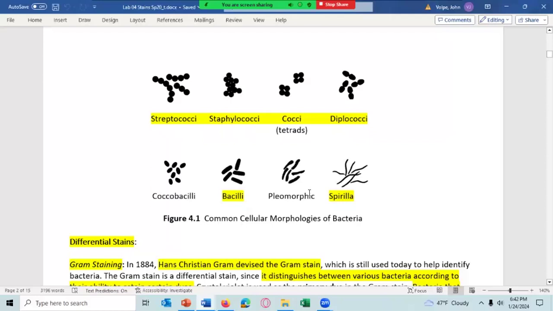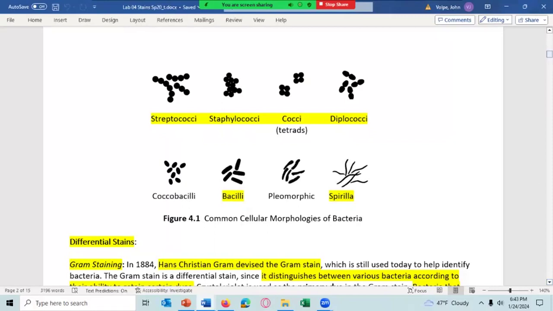For example, the coccobacilli is a cell that is, I don't know, not really spherical, but it's not exactly a bacilli either. It's a shape between the cocci and the bacilli. Is that clear? Anyone? All right, let's talk about differential staining.